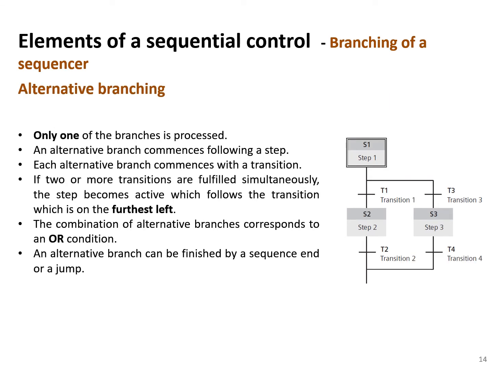Alternative branching, or branch. Only one of the branches is processed. So you see that we don't have that double line here. Plus, we don't have a transition right before the branch, but we have transitions before the steps inside each branch. So each branch has a transition. Each alternative branch commences with a transition, which is the opposite of the AND branching. In the AND branching, we need to have steps, not transitions, at the beginning of each branch.